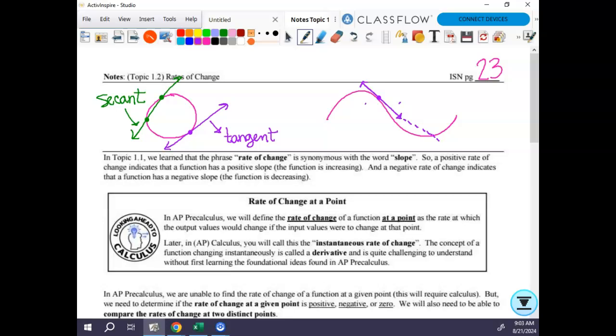We okay with that? Okay, so like I said, if I actually want that slope, we don't have the math we need quite yet for that, because we don't know how to find the slope with just 1 point. That requires calculus.